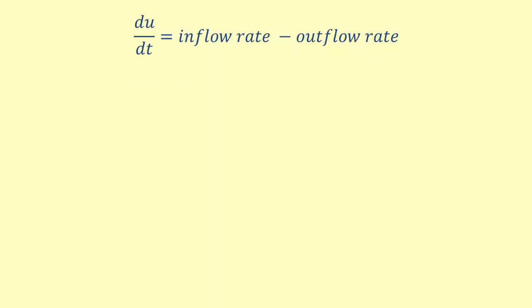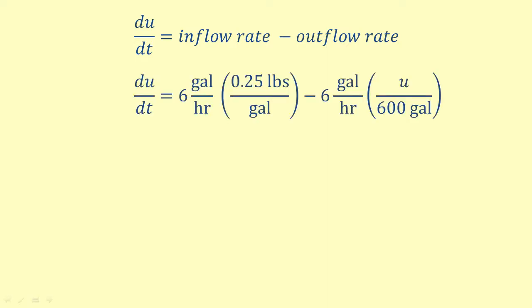We start with du dt equals the inflow rate minus the outflow rate. We know from the problem statement that the inflow rate is 6 gallons per hour, and we multiply this by the concentration of the sugar that is flowing in, which is a quarter pound per gallon. We also are told that the inflow and outflow rates are the same, so outflow is 6 gallons per hour, and this is multiplied by the current amount of solute in the tank, which is U pounds over 600 gallons. Simplifying, we obtain du dt equals 1.5 minus U over 100. Combining the fractions reveals du dt equals (150 minus U) over 100.